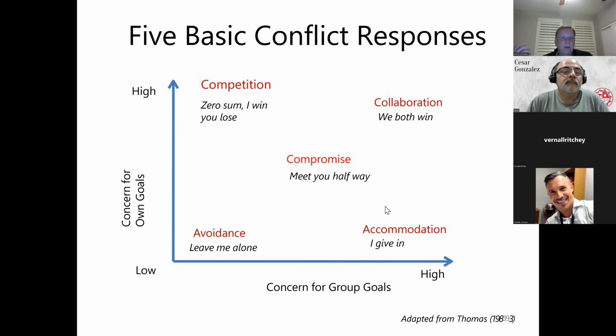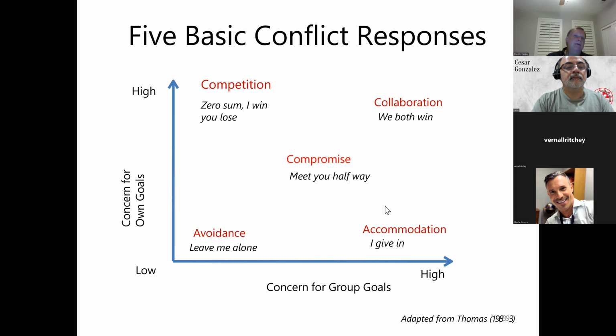If you have a very high concern for the organization, the group's goals, but not much concern for your own goals, then you accommodate. You just kind of give in: okay, you win, you get what you want. If you have a very high concern for your own goals, but not much concern for the organization's goals, then you end up with competition. It becomes a zero-sum game. One wins, one loses. If you are halfway in between on concern for the group's goals and concern for your own goals, that's where compromise tends to happen. You meet the other party halfway and come up with a compromise.